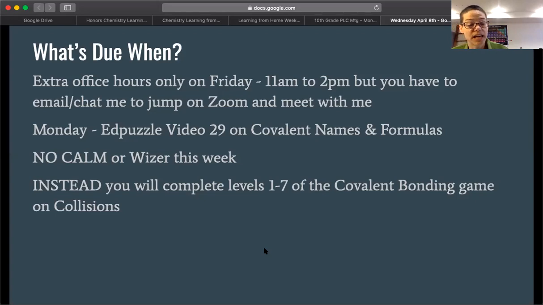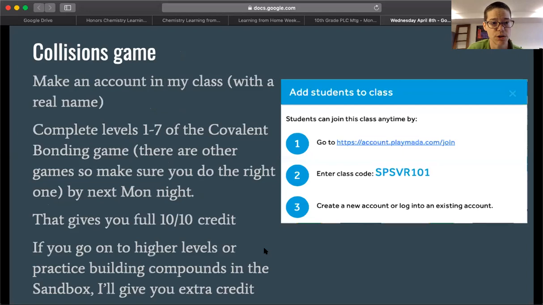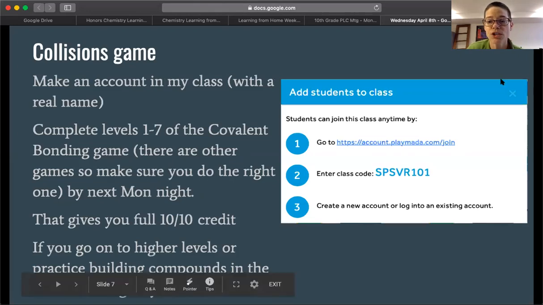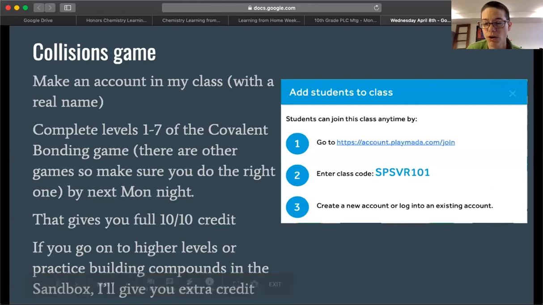And you have to play a certain number of levels on this game to get full credit. So that's what I want to show you. So this is how you sign up for the game. This exact piece right here is on the weekly plan. So it's almost exactly like when you signed up for Ed Puzzle at the beginning of the year, like I showed something, it looks exactly like that.